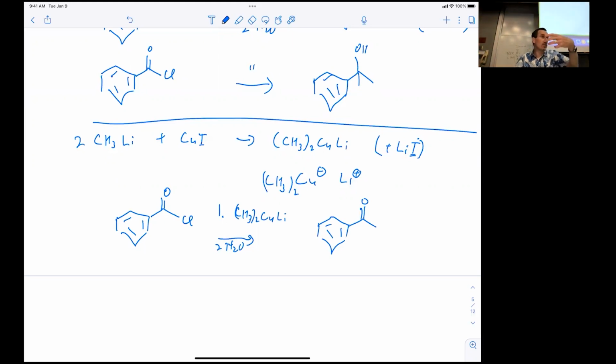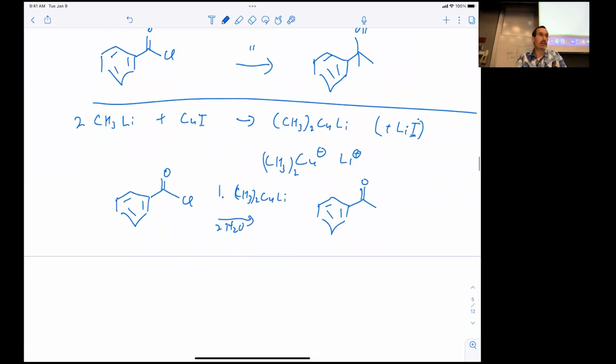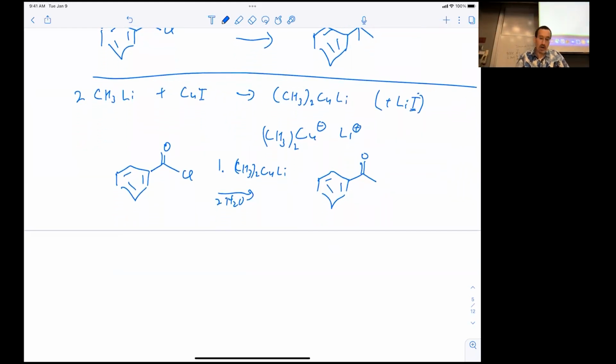They're reactive enough to easily add to an acid chloride, but generally don't add directly to carbonyl groups. So I'll write that as: cuprates generally don't add to carbonyl groups.